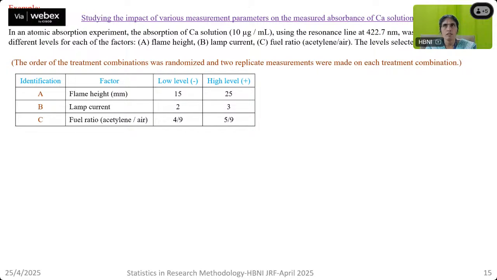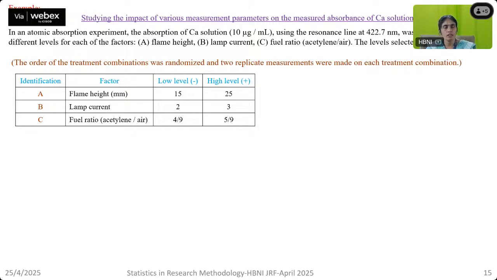In this example, we see the utility of this factorial design in deriving conclusions during the study of the impact of various measurement parameters. One particular case is the measurement of absorbance of a calcium solution. This calcium solution example we had done for the ANOVA also.